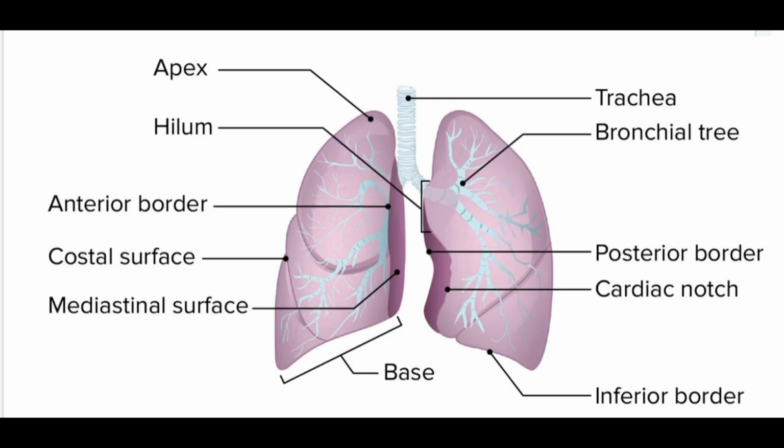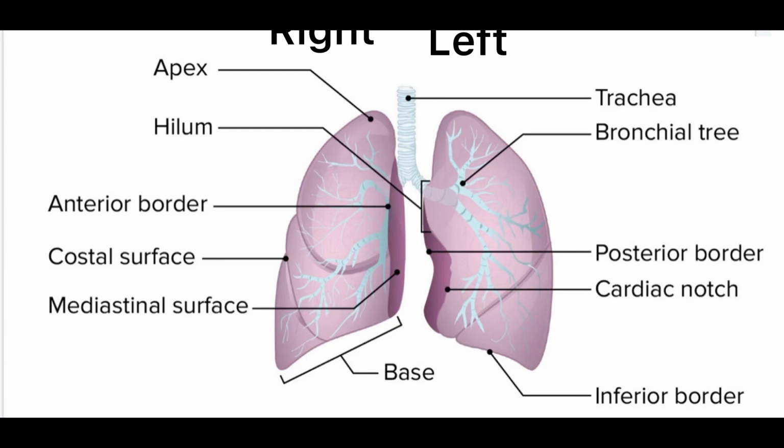Now, there is a difference between the anterior border of the right lung and the anterior border of the left lung. Now, the anterior border of the right lung is straight. What do I mean by straight? It's straight in the sense that it does not present any cardiac notch or any impression.